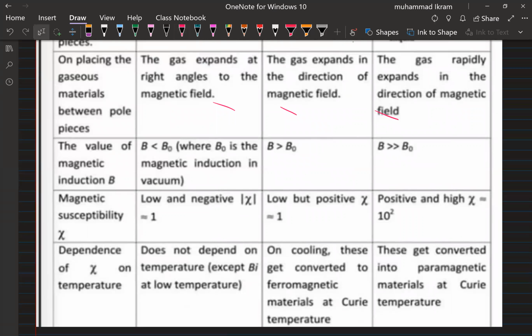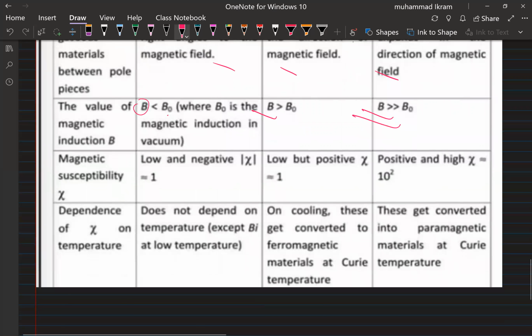The value of the magnetic induction B, where B naught is the magnetic induction in vacuum. So here you see B is less than B naught, here B is greater than B naught, and here B is far greater than B naught, right? This is the magnetic susceptibility, right? This is not our topic here.